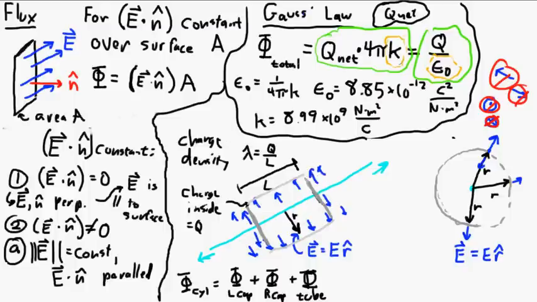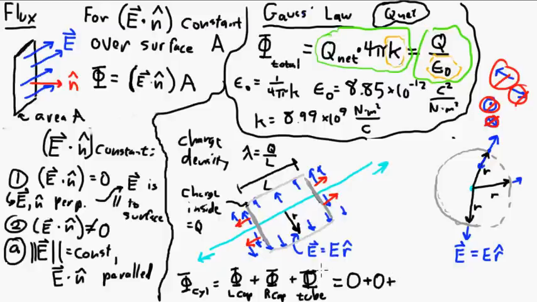And then n hat is pointing that way for these end caps, right? So at any point here, no matter where it is, this dot product is going to be zero. So for the left cap, total flux is going to be zero, because you're just taking 0 times the area, right? And it's going to be 0 for the right end cap. So what is it now for the tube?